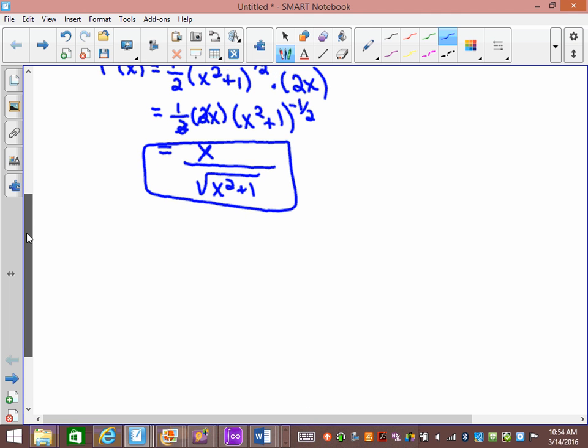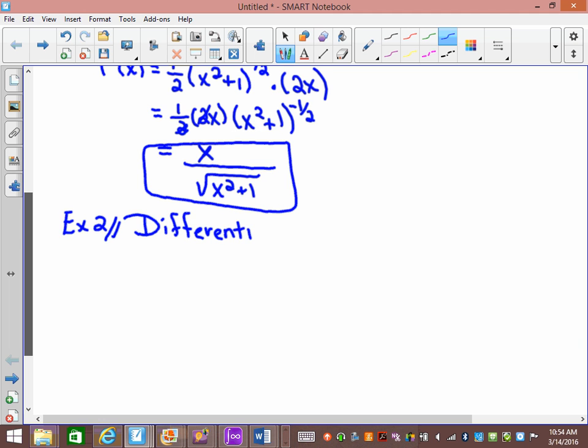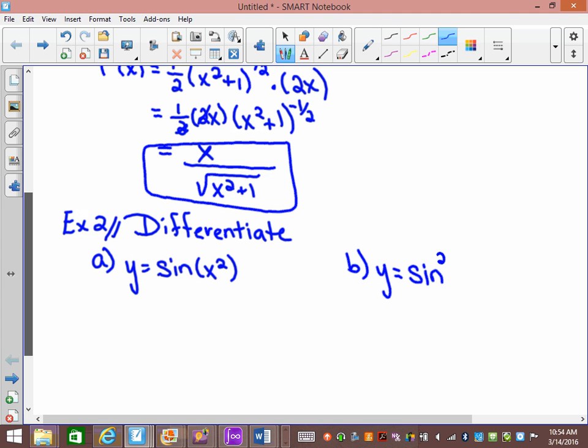Next example. Example 2. Differentiate. Here's two different ones. A, y equals sine x squared, and B, y equals sine squared x. Very different.